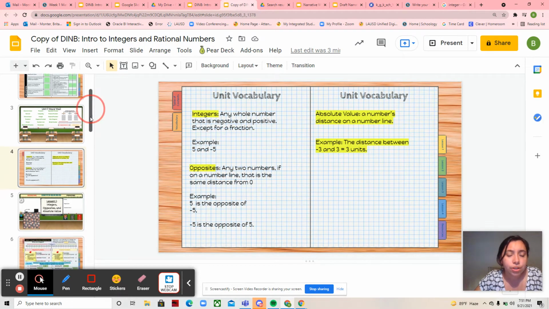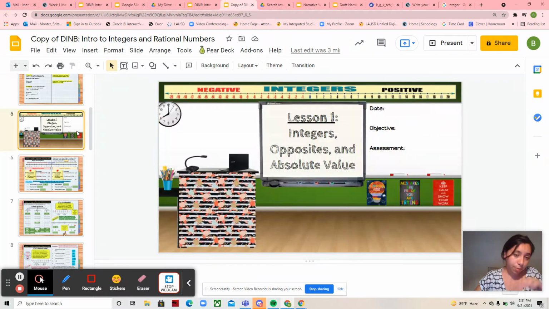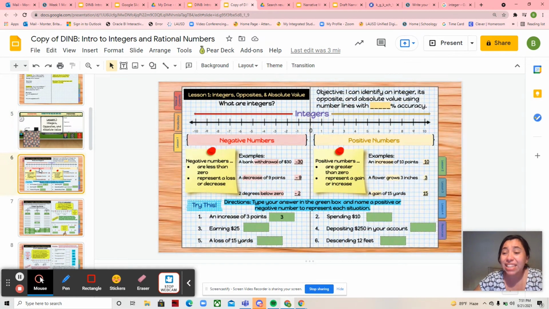Okay. So now I'm going to go down to what we went over, lesson 1, integers, opposites, and absolute value. So now that we know what those terms are, let's go to our digital classroom and figure out what this means. So our objective says I can identify an integer, its opposite, and absolute value on the number lines.